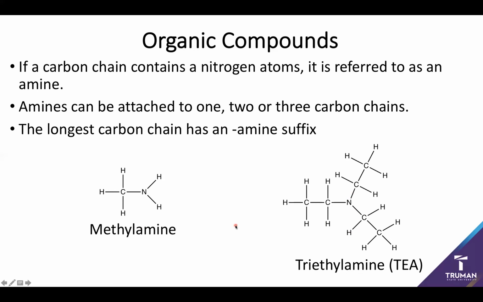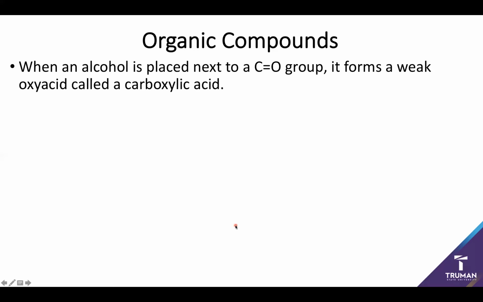So one of the last groups that I want to talk about is going to be a special kind of alcohol. So it turns out I can place an alcohol next to a carbon double bonded to an oxygen. This is also known as a carbonyl group. And what ends up happening is it forms a very weak form of oxyacid, which we talked about earlier. And these are called carboxylic acids. These can be described with the same suffix we found earlier, oic acid.